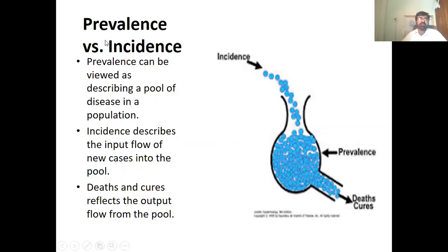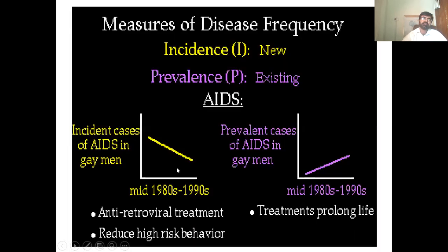What is the relationship between prevalence and incidence? Prevalence can be viewed as describing a pool of disease in a population. Like this is the prevalence as it is shown over here. Incidence describes the input flow of new cases into it. Whenever there are new cases, they are poured into this pool. And if the people die or they recover or migrate, then they are leaving this pool. So deaths and cure decrease the prevalence and incidence increases the prevalence.